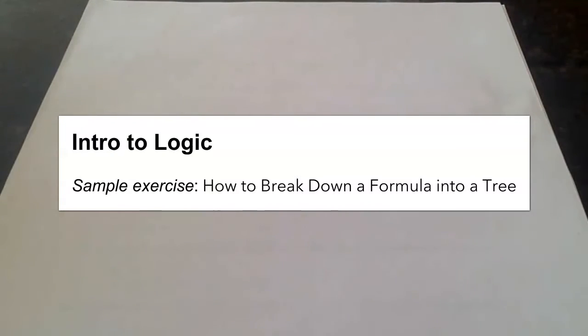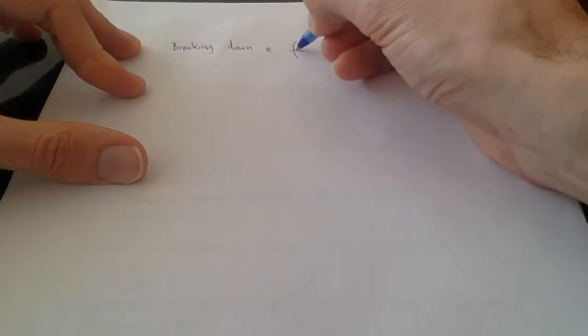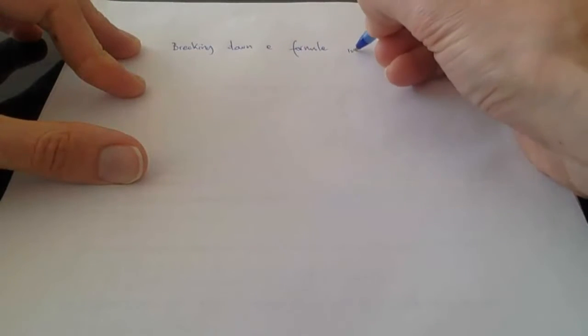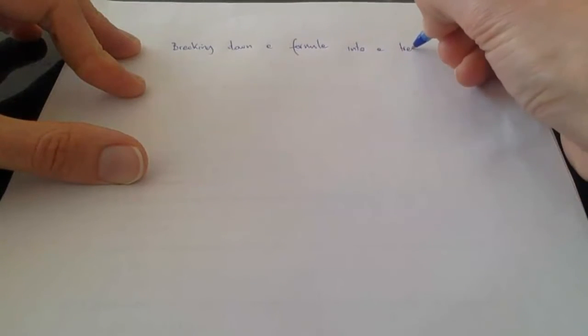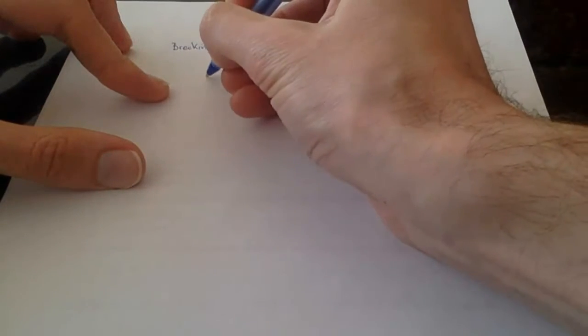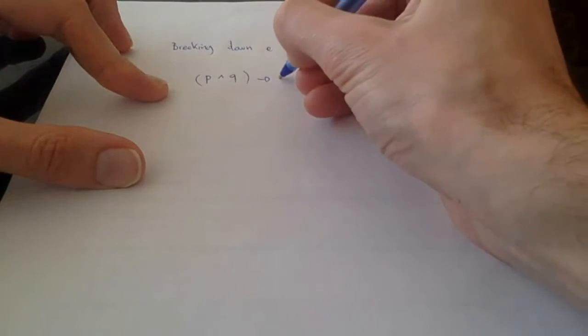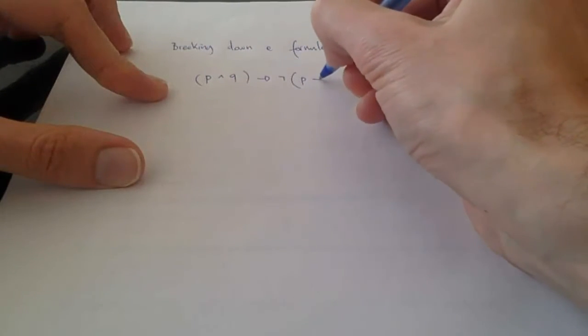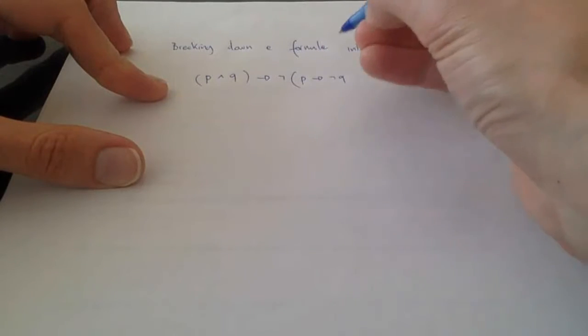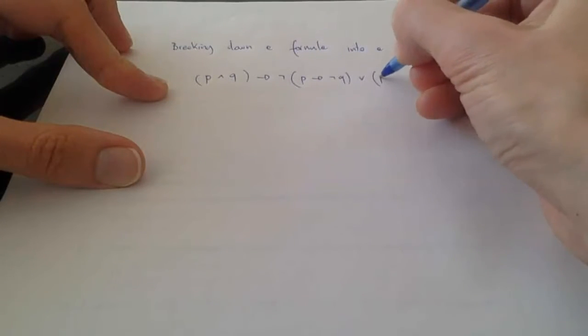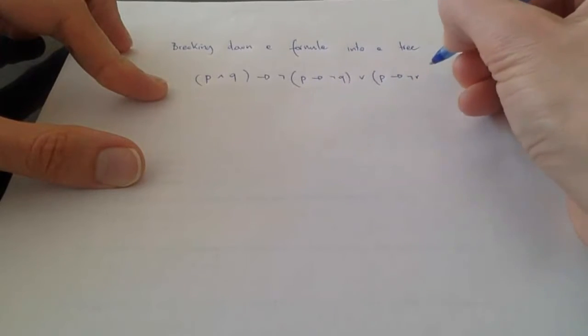So the first exercise I want to demonstrate is breaking down a formula into a tree. So consider this relatively complicated formula: P and Q implies not (P implies not Q, or P implies not R).